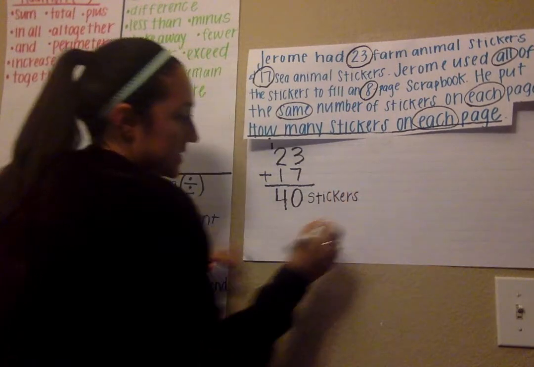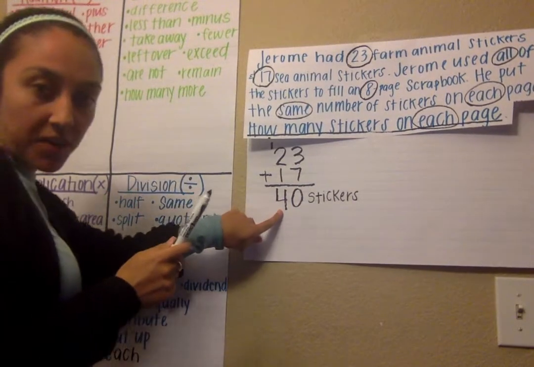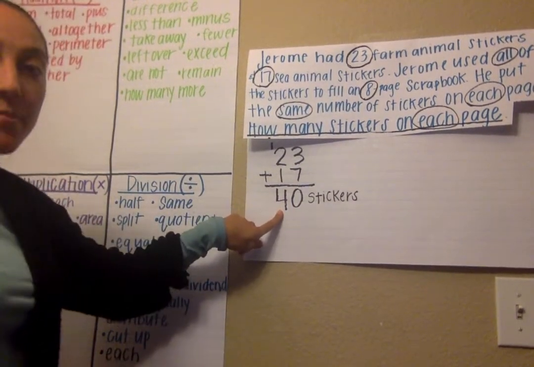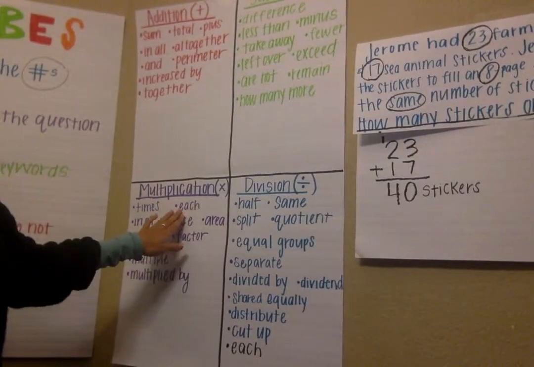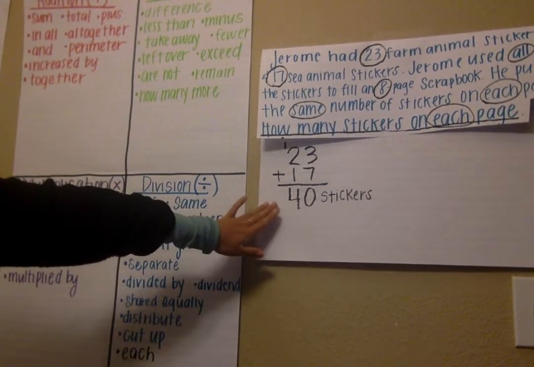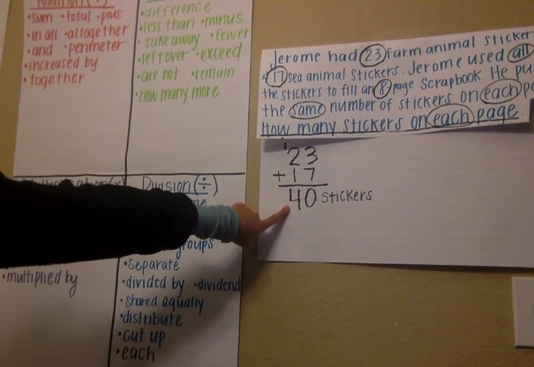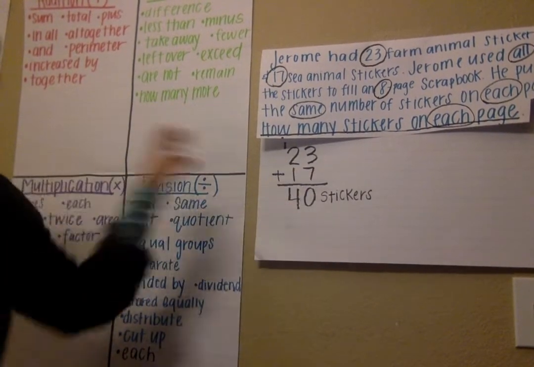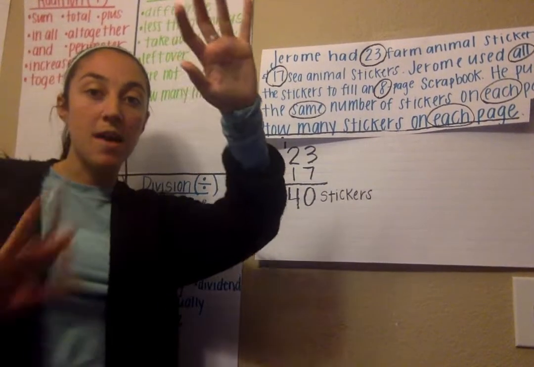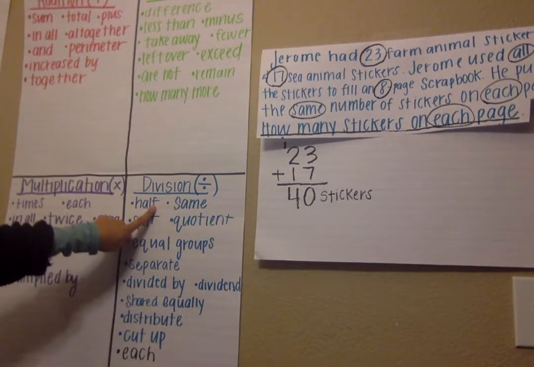But we are not done there. He now wants to put an equal amount on each page. Now, I can't put 40 stickers on each of the 8 pages, which would be multiplication with the keyword each, because he only has 40. He does not have more than that. So our number is going to be something smaller than 40, because again, he's taking all 40 of these stickers and splitting them into 8 different pages. So in that case, we are going to use division.